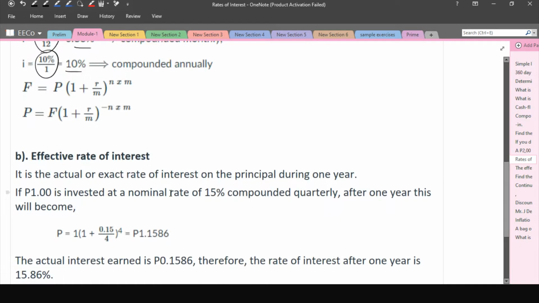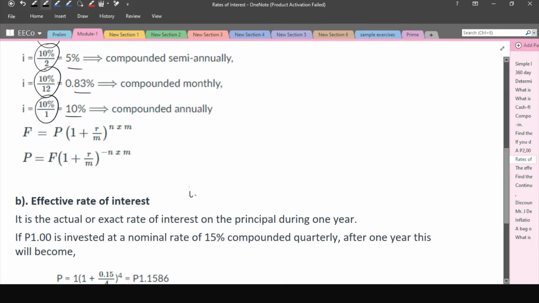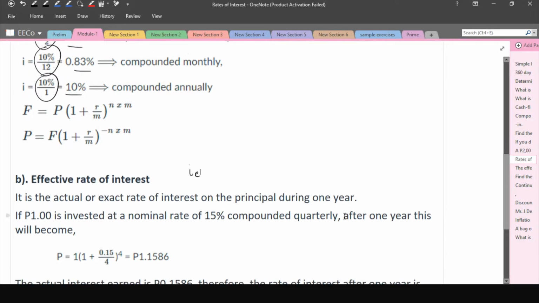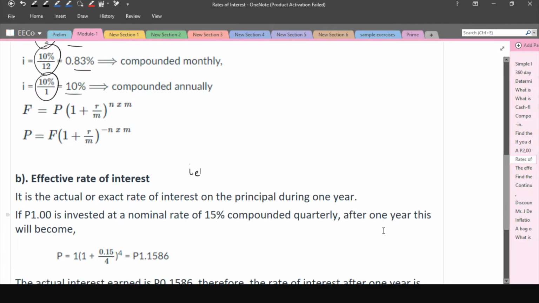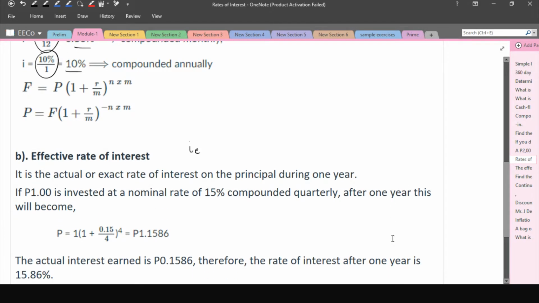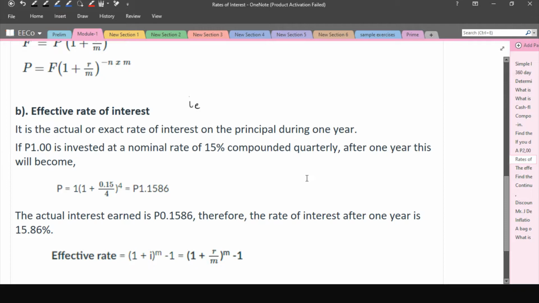Okay? Now, the effective rate of interest. Interest effective. Okay, it is the actual or exact rate of interest or the principal during 1 year. If 1 peso is invested at a nominal rate of 15%, compounded quarterly, after 1 year, this will become. So, it is yung effective, you will always have to convert it into a year's term of payment. Okay? Intindihan ba? So, the actual interest earned is, so yun, interest actual interest, 1586. Yan yung actual interest. Therefore, the rate of interest after 1 year is 15.86. Okay?